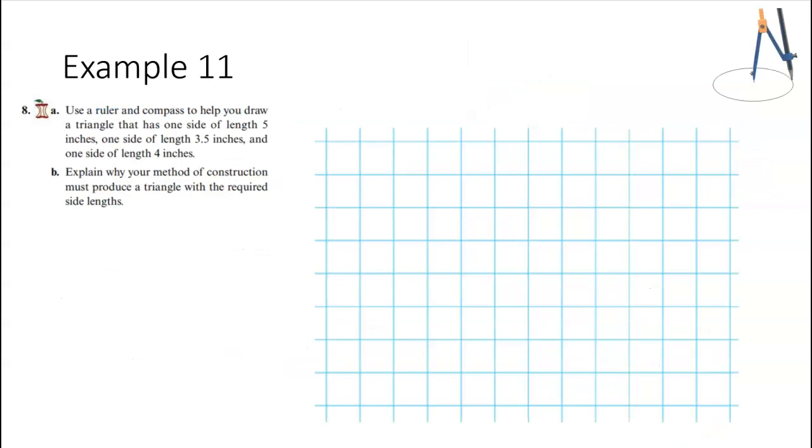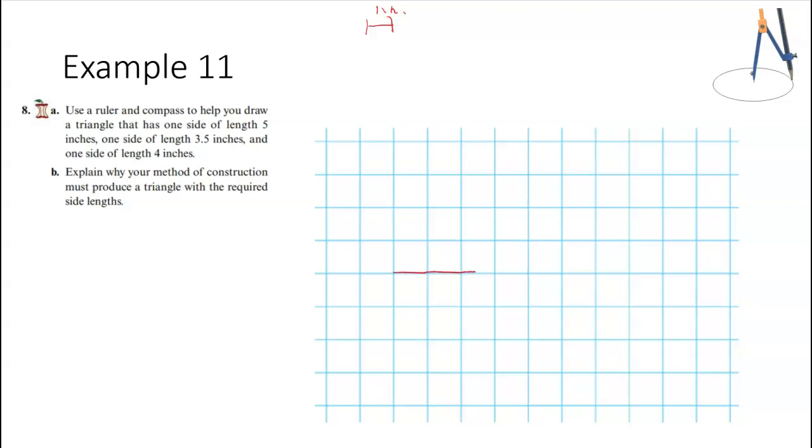Okay, so now it's saying use a ruler and compass to help you draw a triangle that has 1 side of length 5 inches and 1 side of length 3.5 inches and 1 side of length 4 inches. Okay, now I'm not going to use an isosceles triangle. I could use the radius, but now I want 3 different side lengths. So now let's think about this. And I'm going to let each square here be 1 inch to help me. So I'm not doing that ugly thing that I just did. So if I know I want one side to be length 5, let's kind of go in the middle.